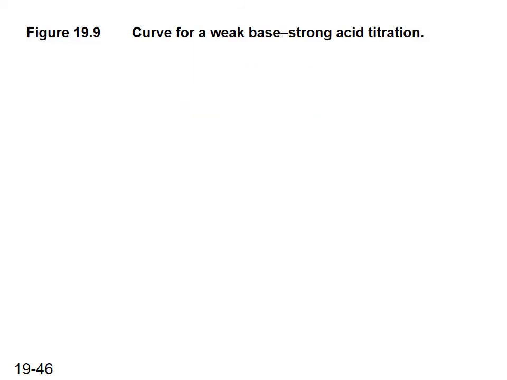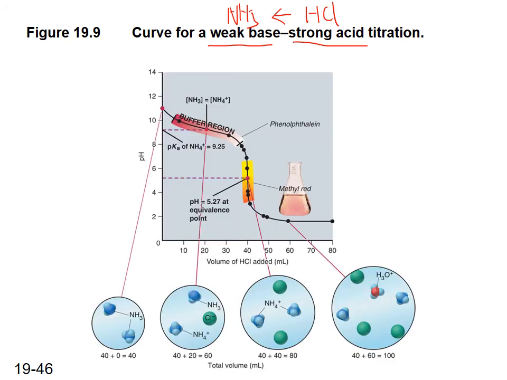How does the titration curve for a weak base, strong acid titration look? For example, we add hydrochloric acid, which is a strong acid, to an ammonia solution, which is a weak base. Because it's a base, at the beginning the pH should be greater than 7, and because it's a weak base, the pH should be lower than for a strong base. Here is the titration curve. At the beginning, the pH is 11, corresponding to the ammonia solution.